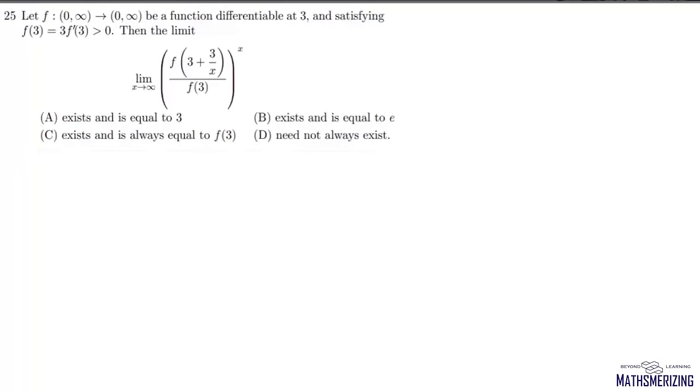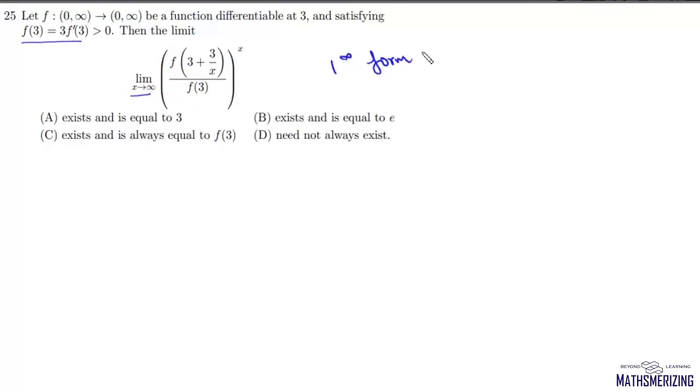Now question number 25 is, we are given a function such that f(3) equals 3 times f'(3) and it is a positive number. Then find this limit: as x tends to infinity, (f(3 + 3/x) / f(3)) to the power x. Now if we look at this form, it is a 1 to the power infinity form.